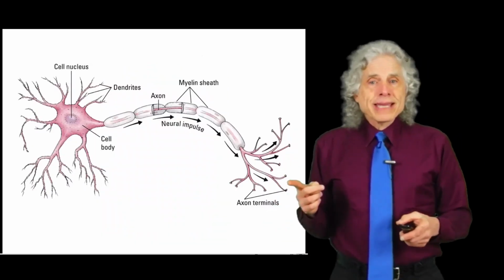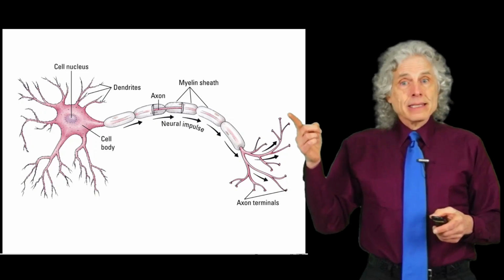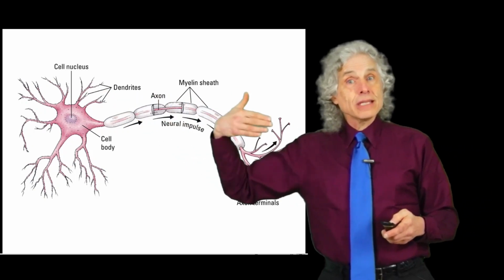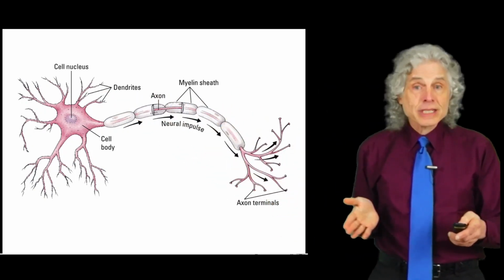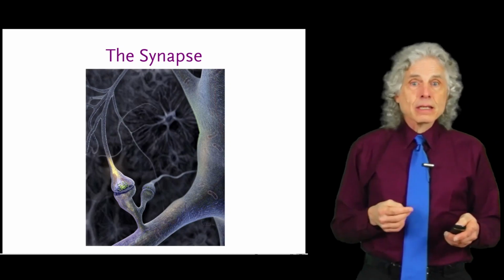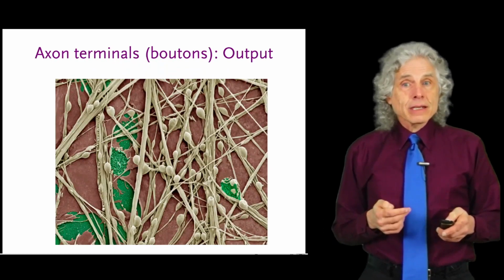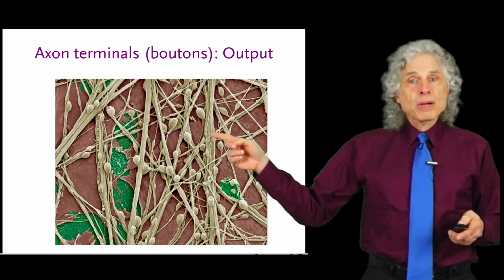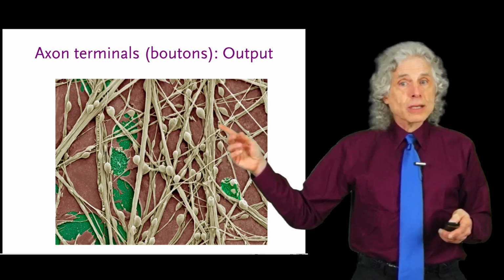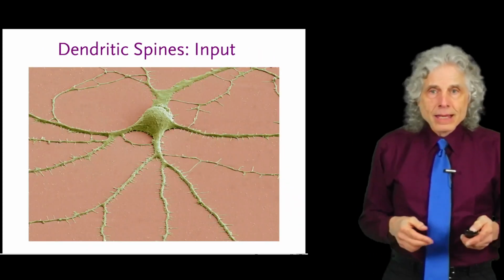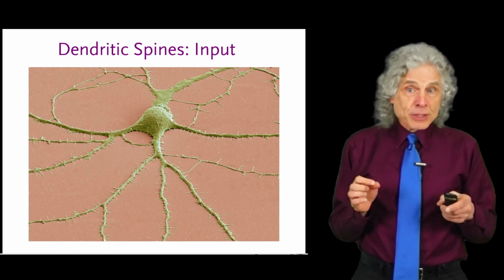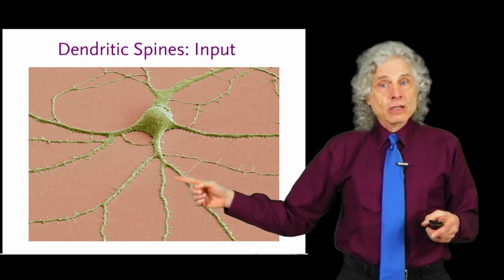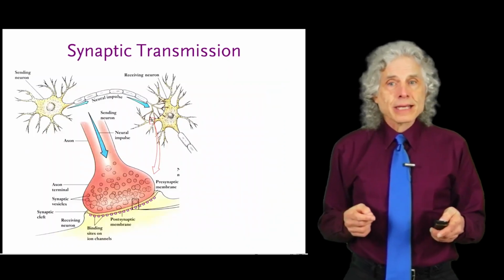Well, things change when you get to the end of the axon, at the axon terminals, and it makes contact with the dendrites of the next neuron down. This junction is called a synapse. This is an artist's depiction of a synapse. Here is a real photograph of them, where these bulges are the axon terminals, also called boutons, buttons. The axon terminals make contact with little extensions from the dendrites called dendritic spines. You can see them in this actual photograph.